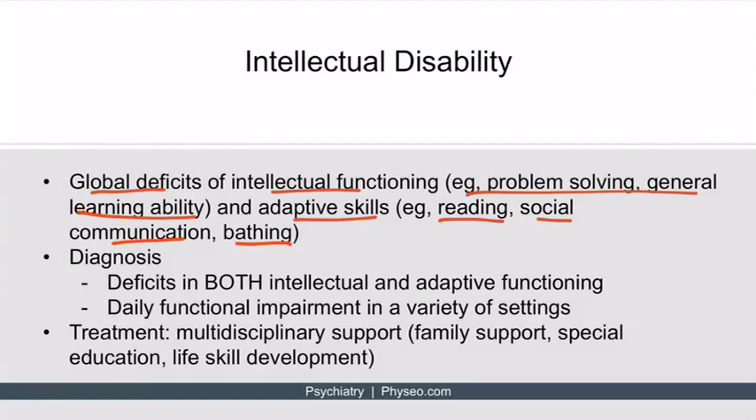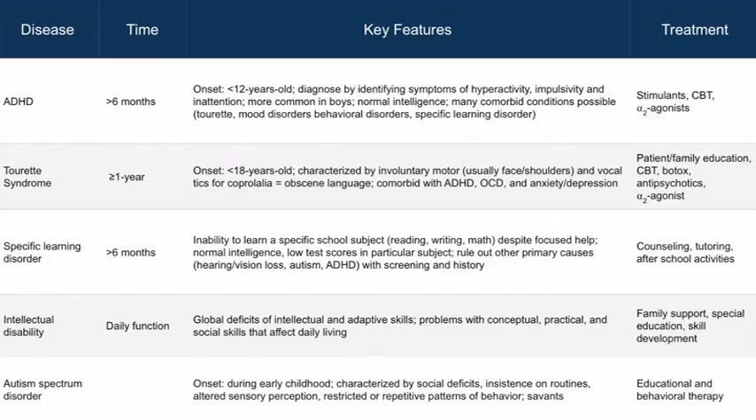When making the diagnosis of intellectual disability, the patient must have deficits in both intellectual and adaptive functioning. They must also have daily functional impairment in a variety of settings. Treatment includes multidisciplinary support, such as family support, special education, and life skill development. Finally, we'll discuss autism spectrum disorder.